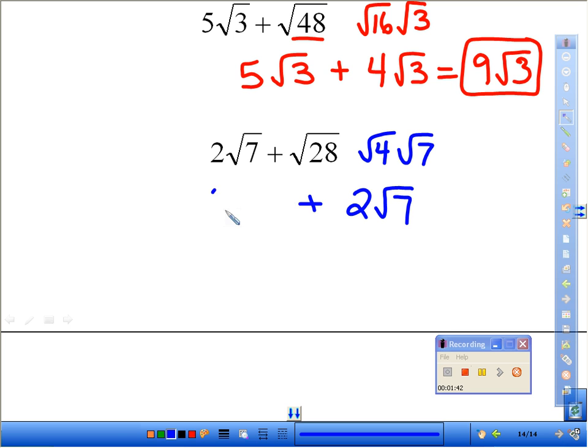I will add that to this first part, 2 times the square root of 7. If you have 2 square roots of 7 plus 2 more square roots of 7, you have 4 times the square root of 7.